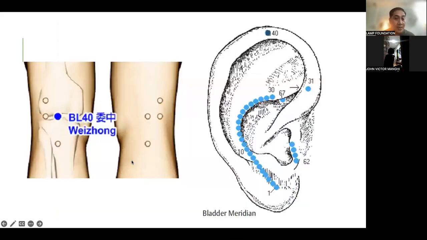And bladder 40, we're all very familiar with bladder 40. It is called the he-sea point of the urinary bladder, command point of the low back. It is also called a Ma Dan Yang heavenly star point and an accumulation point of blood. This important point, bladder 40, can bring stability and equilibrium to an anxious, disoriented, or fearful person.